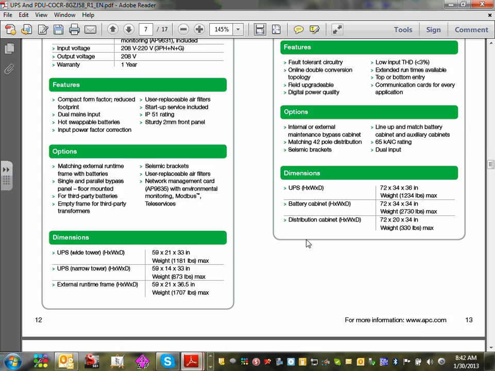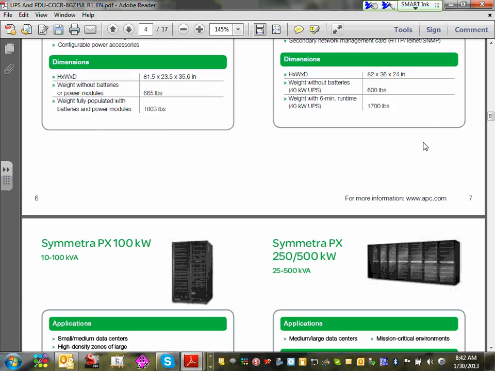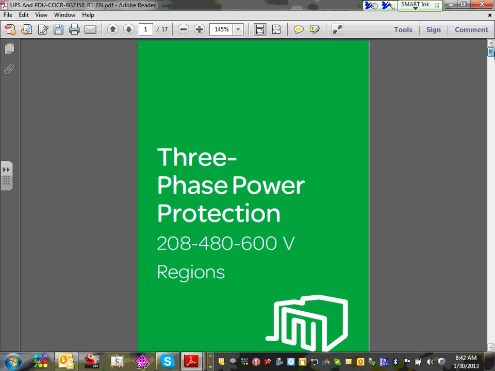I have a couple of slides, guys. Here's a UPS system. Those guys are famous for making UPS systems.